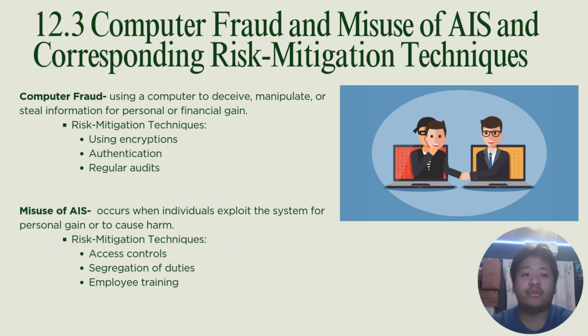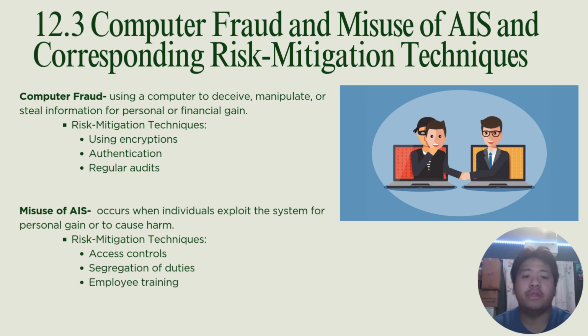Moving on to computer fraud and misuse of AIS and corresponding risk mitigation techniques. Computer fraud is using a computer to deceive, manipulate, or steal information for personal or financial gain. Some risk mitigation techniques we can use are encryption, authentication, and regular audits. Encryption protects sensitive data to prevent any unauthorized access. User authentication allows only authorized users to access systems. And regular audits can be done periodically to identify and address any weak points.